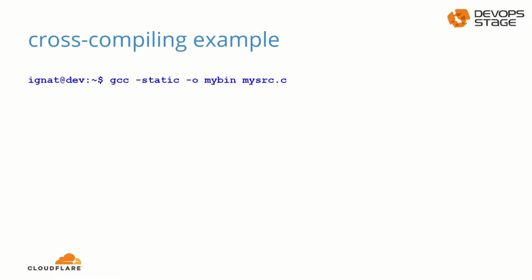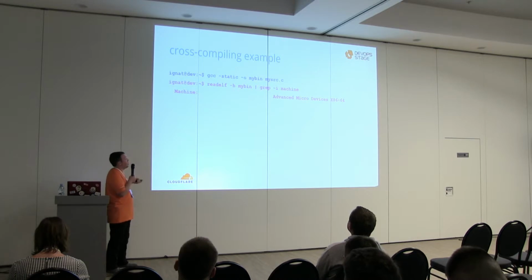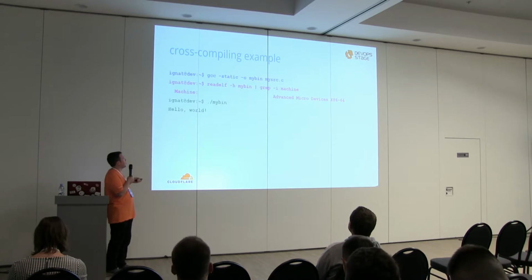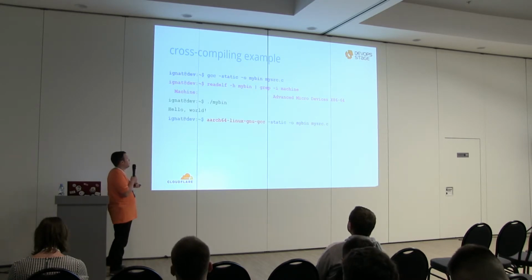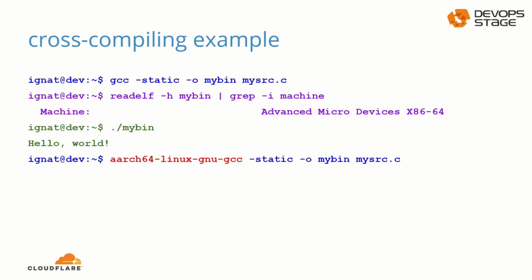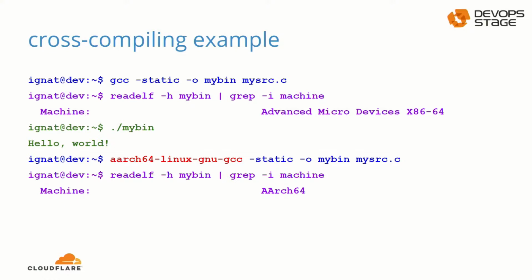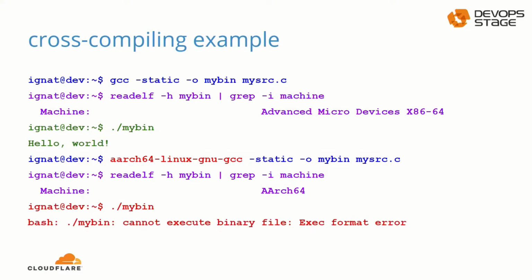So here is a simple example of how to cross-compile code. Imagine you have your source file, you just invoke your GCC compiler, it will produce a regular binary, you can inspect it and see that the binary was produced for the x86 platform, and you can run it. To cross-compile the same code, you just replace your compiler with the cross-compiler. You'll get the binary. Again, you can inspect it. It will show that it was compiled for the ARM architecture now, and you cannot run it locally because your local operating system does not know how to execute ARM code.